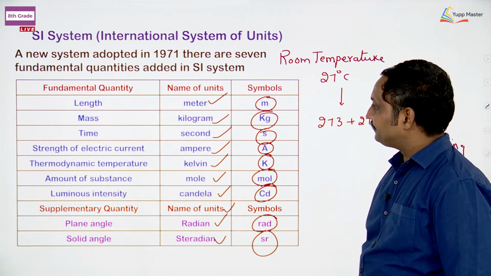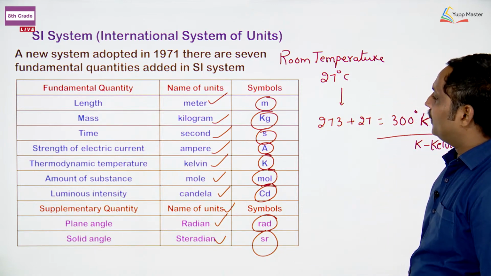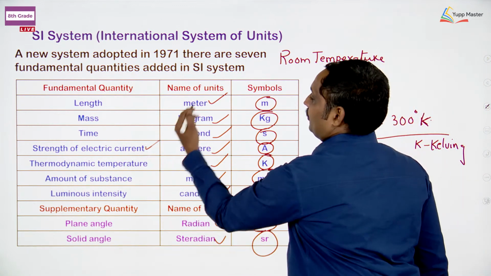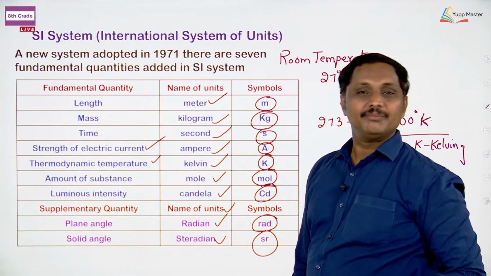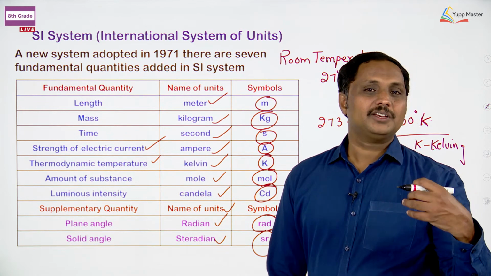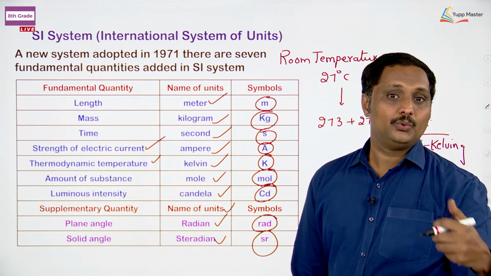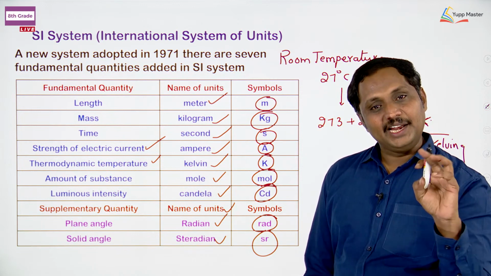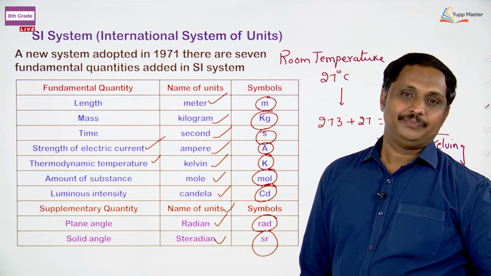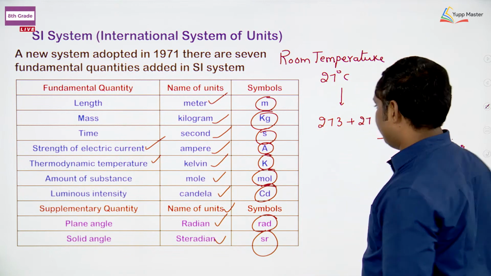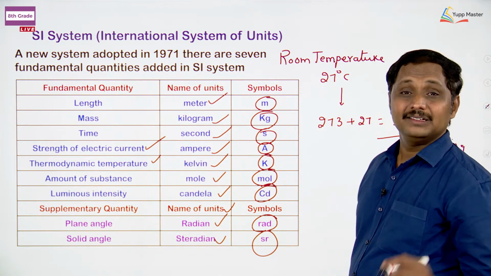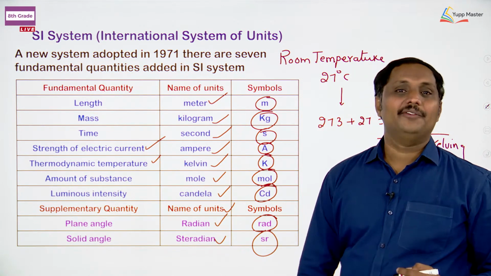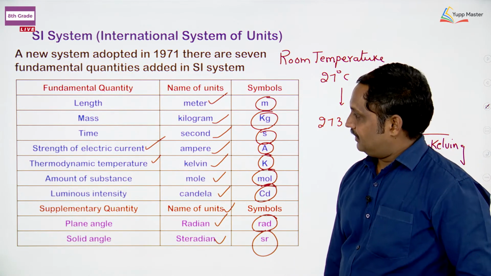Please have a look. Now let us go for identification: strength of current and thermodynamic temperature. Thermodynamic temperature is one phenomenon. To know about it, consider the change of state related to thermodynamic temperature. If you change the temperature, the state of the matter is going to be affected. Right, let us have a look.